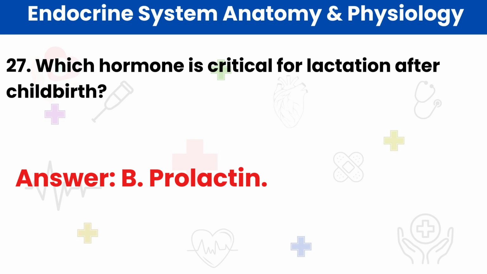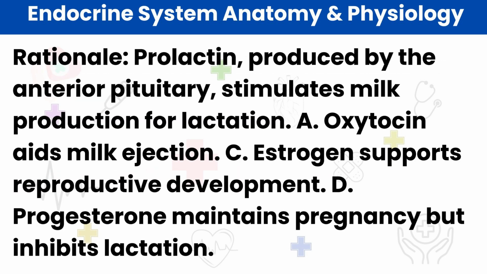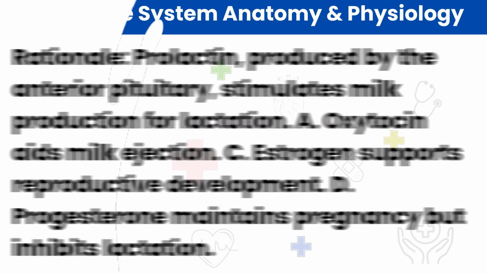Answer: B. Prolactin. Rationale: prolactin, produced by the anterior pituitary, stimulates milk production for lactation. A. Oxytocin aids milk ejection. C. Estrogen supports reproductive development. D. Progesterone maintains pregnancy but inhibits lactation.